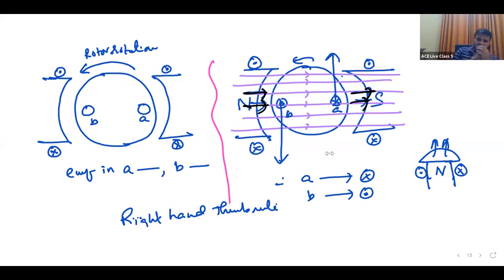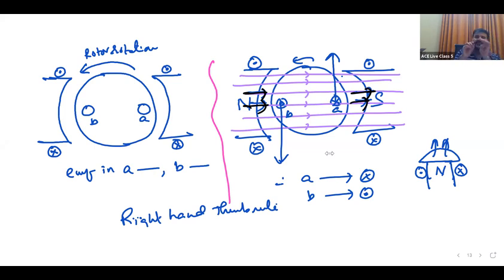Case 2, if the conductor is stationary. Four fingers flux direction, thumb motion of the conductor. You should know the thumb direction, but the conductor is not moving, so the thumb is also not moving. Without knowing the thumb direction, how can you find the current? So you have to assume compulsorily one particular direction. It is stationary, not moving, but you have to assume one direction.